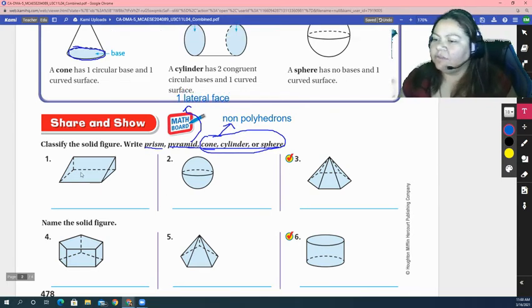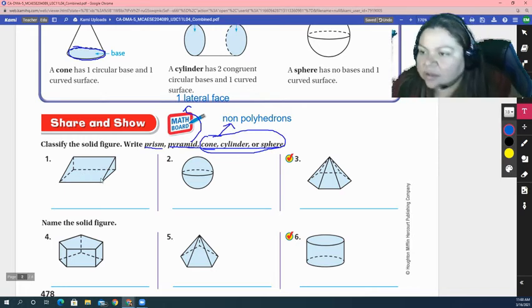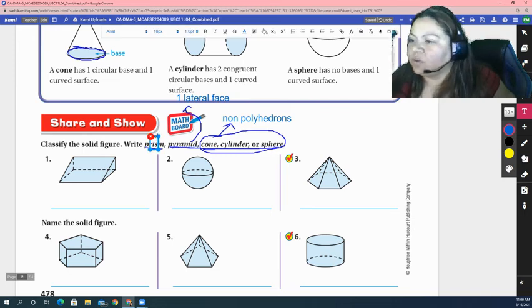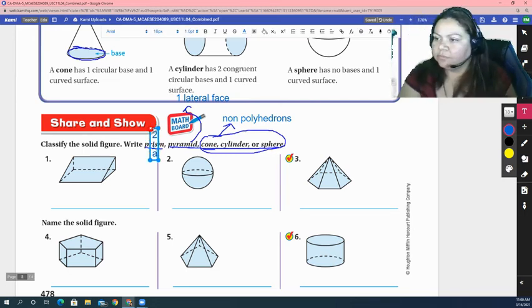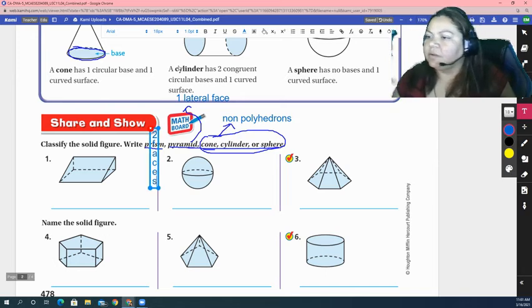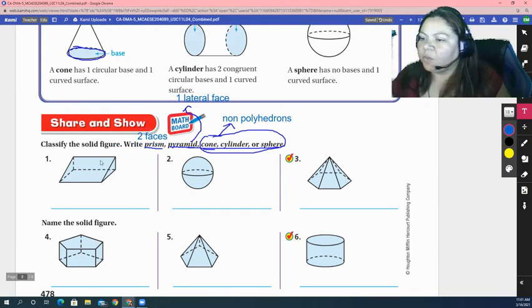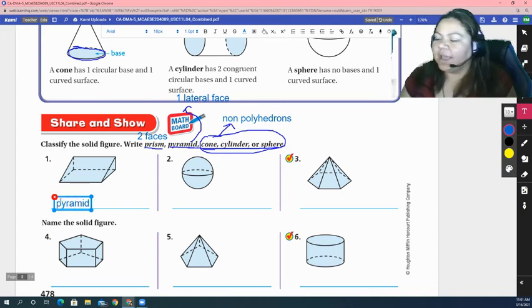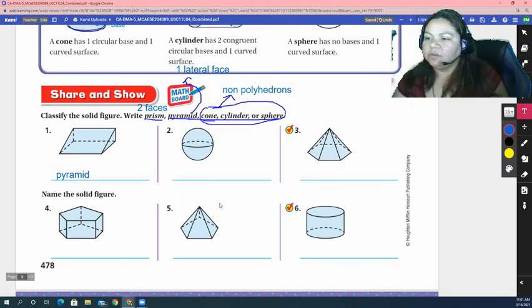And the prism has two lateral faces. So here, I'm going to do the first one, and then you guys on your own will do the other two. Number one, you can see we have one base only, and then we have triangles on the side. So that means that this is actually a pyramid because it only has one base. See, the base is on the bottom. You guys can do the other two.